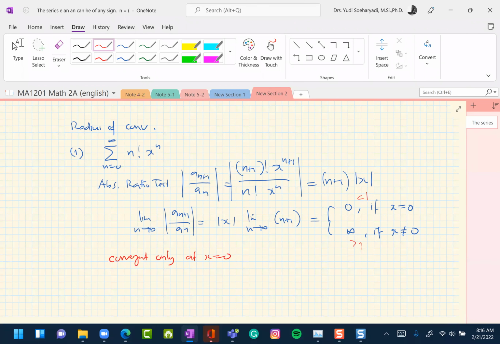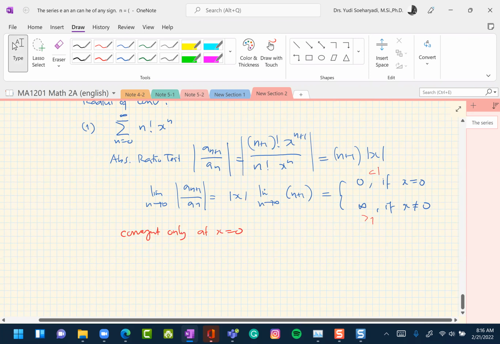So what we have here is that the convergence set is just that point. The radius of convergence is zero. Okay, so only that point.